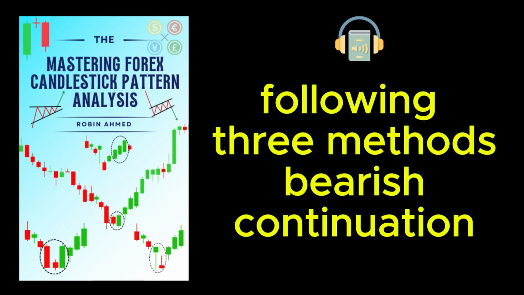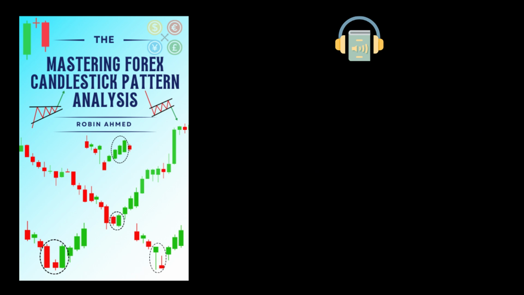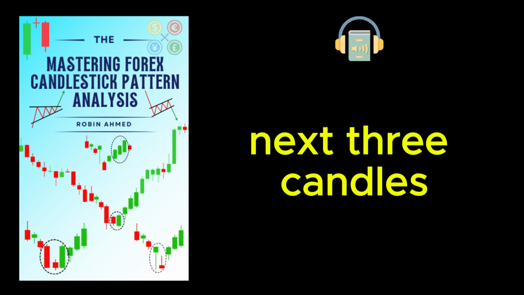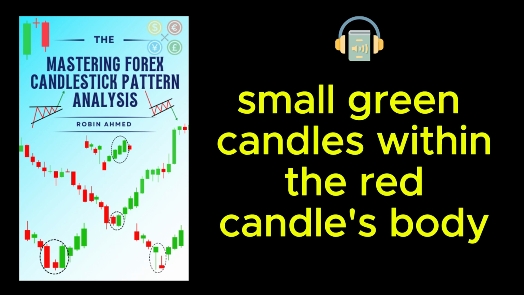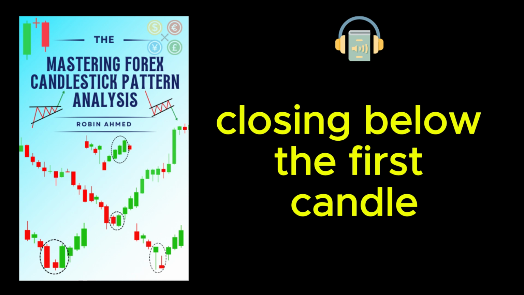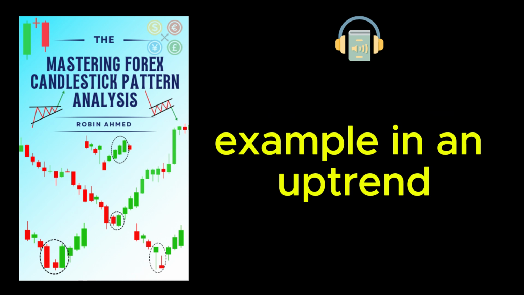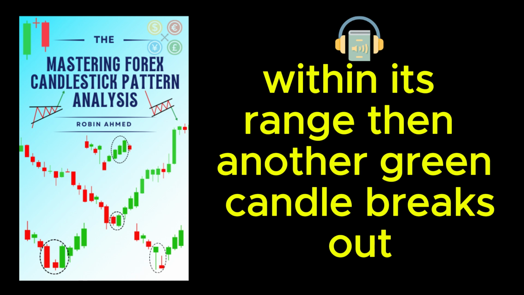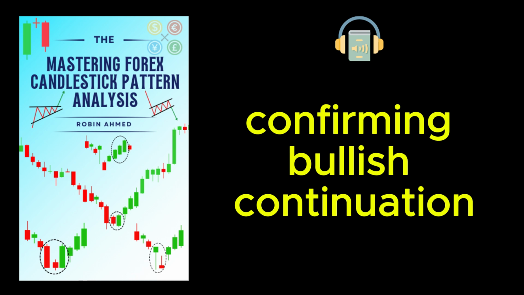Falling 3 methods, bearish continuation. First candle, long red candle. Next 3 candles, small green candles within the red candle's body. Fifth candle, strong red candle closing below the first candle. Example: in an uptrend, a strong green candle is followed by 3 small reds within its range, then another green candle breaks out, confirming bullish continuation.